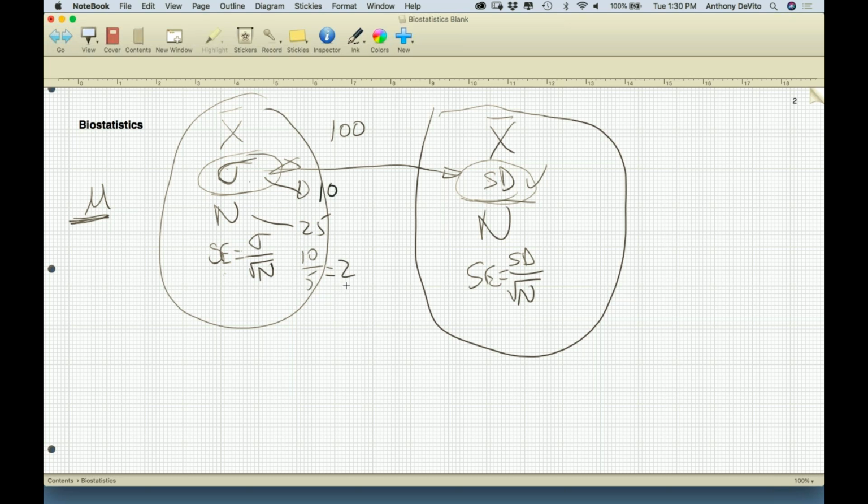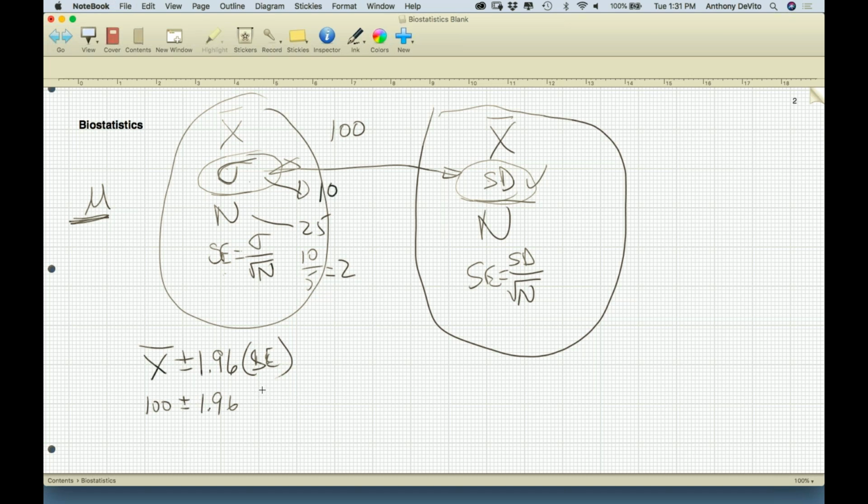Our standard error is sigma, which is 10, divided by the square root of 25, which is 5, and that's equal to 2. Okay, so if we wanted to calculate our confidence interval, we would say in this situation, x bar plus or minus 1.96 times our standard error. Okay, what's that going to be equal to? It's going to be equal to 100 plus or minus 1.96.